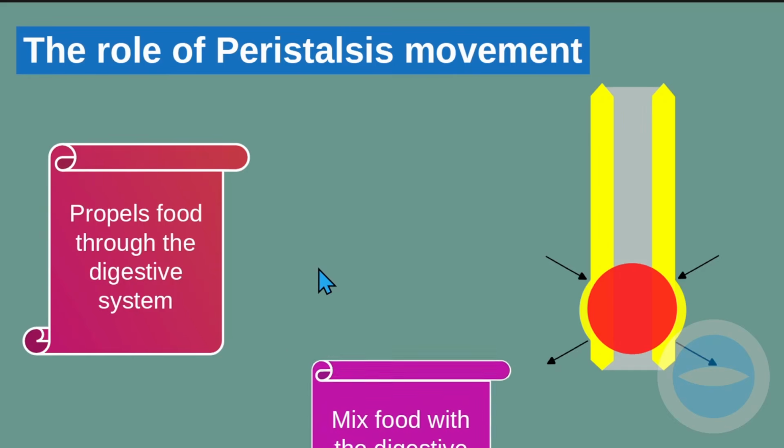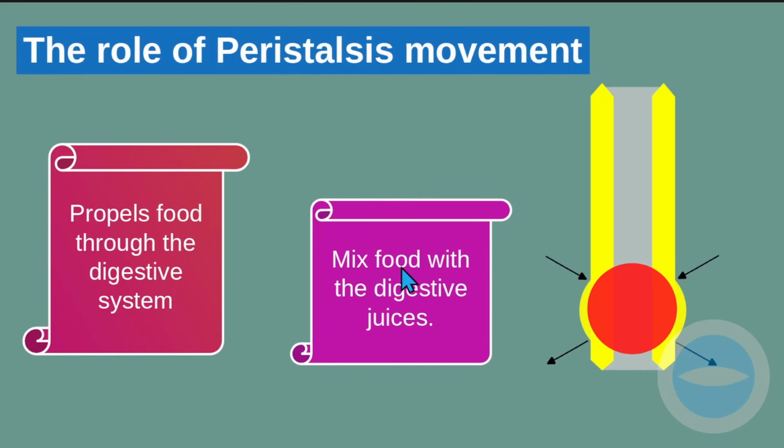And then another function of the peristalsis is to mix food with the digestive juices. As the food moves along the digestive system, there are some juices that are poured or are found in the digestive system. As the peristalsis is pushing the food, this food is mixed with the digestive juices. This is another function of the peristalsis. Make sure you know these functions. So I showed you how the peristalsis works.